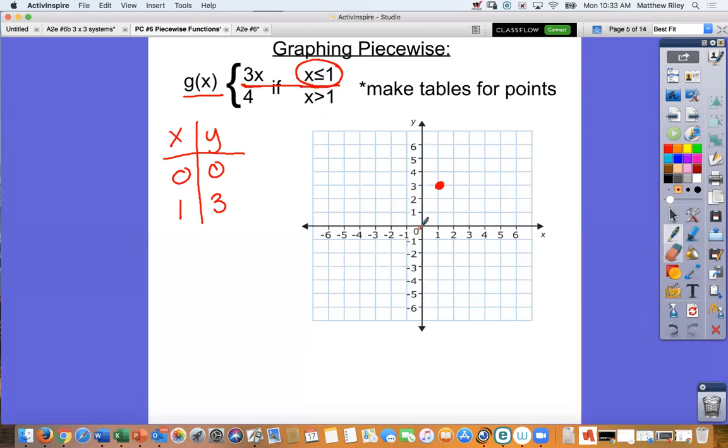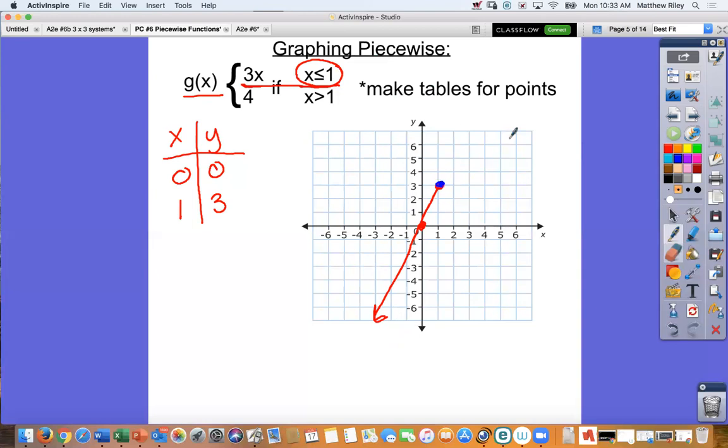Then I've got 0, 0. And remember, this is not going to be a straight line. I can only use this when x is less than or equal to 1, which means this is a hard stop. It's a stopping point, and I keep going down in this direction. So I only use this when my x is less than or equal to 1. Do not put an arrow here. It is a hard stop.